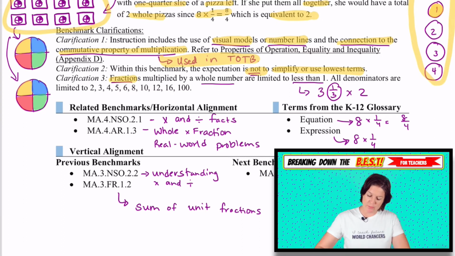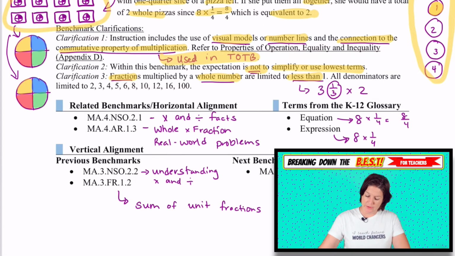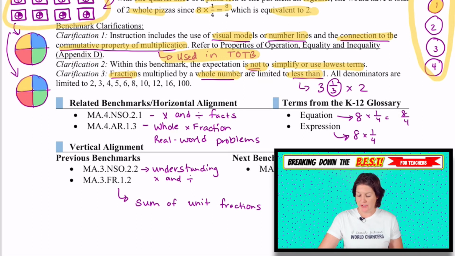This says that fractions multiplied by a whole number are limited to less than 1. In other words, when we're multiplying a fraction, like right here we have 3 1/3, that we eventually can multiply by 2, we can actually break that apart using a property of multiplication. So turning these multiplications between a fraction and a whole number into fractions that are less than 1. It also says that all denominators are limited to 2, 3, 4, 5, 6, 8, 10, 12, 16, and 100.